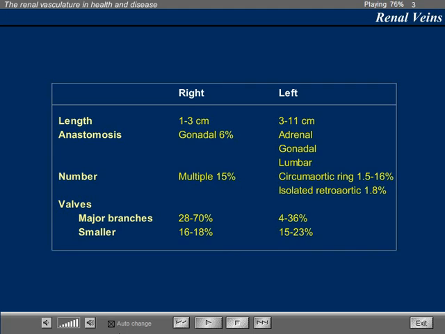Another interesting anatomic variation is the presence of renal venous valves. In the major branches, on the right side they are seen in 28 to 70%, on the left side in 4 to 36%. Also, they are seen in smaller branches on the right side in 16 to 18%, and on the left side in 15 to 23% of individuals.